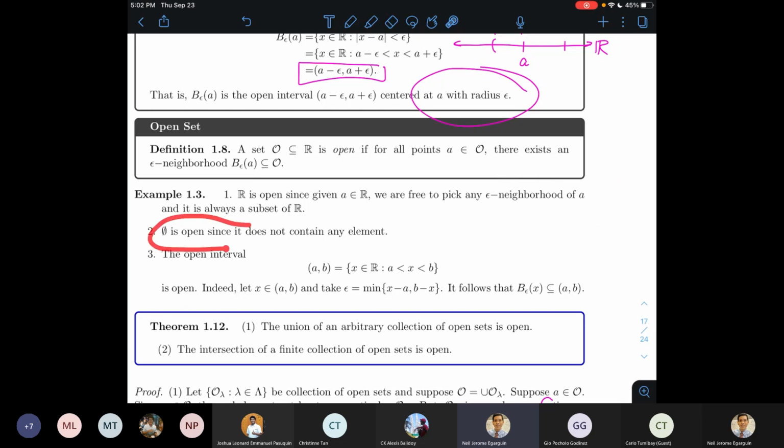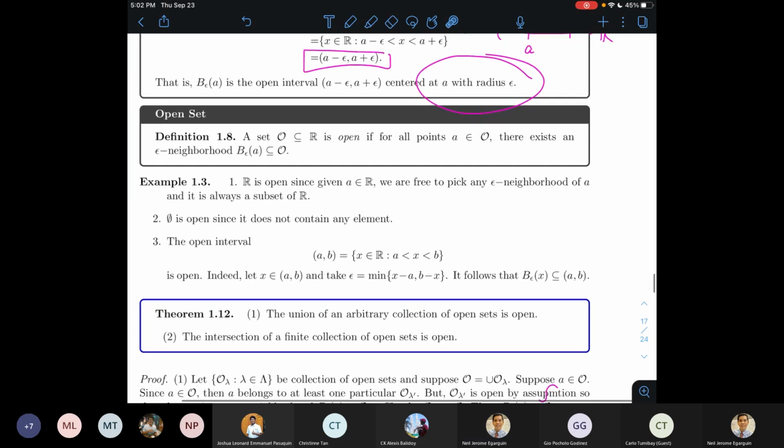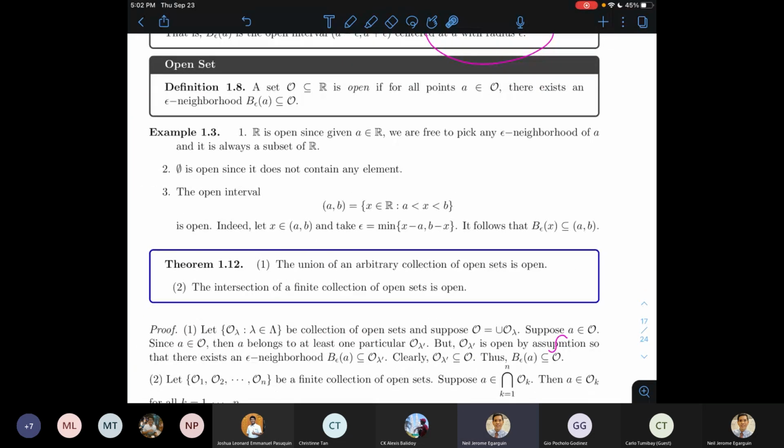Yung empty set ay open din kasi wala siyang laman. So, edi wala akong matetest na element. So, vacuously, the empty set is an open set. And then, as we have mentioned, an open interval is also an open set. Okay, so I hope you can visualize open sets.